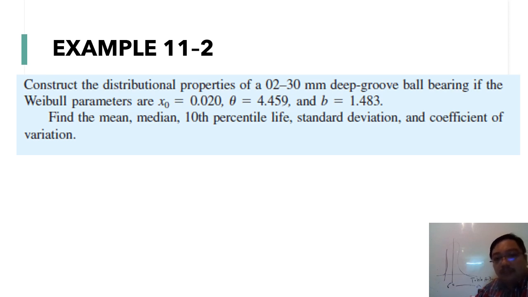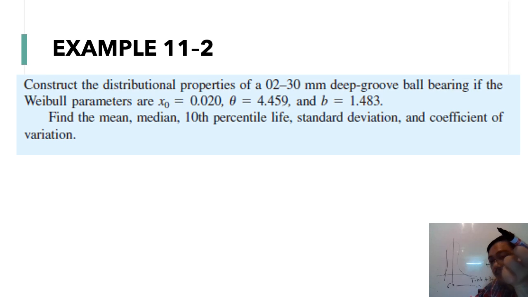Construct the distribution properties of 0 to 30 millimeter deep groove ball bearing if the width parameters are x naught equals 0.02, theta equals 4.459, and b equals 1.483. You can pause this video and go back to the slide. What is the definition of x naught, what is theta, and what is b? And b is the squareness.